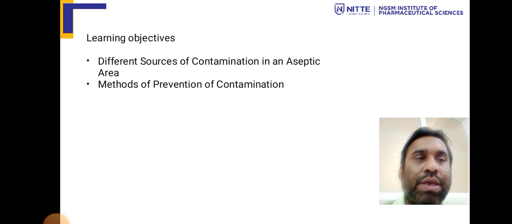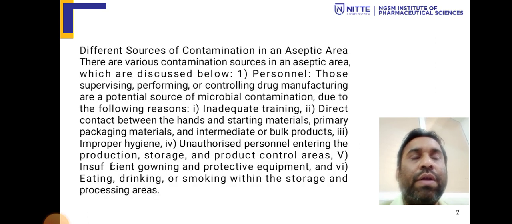So, what are the learning objectives of today's class? We will learn what contamination is, what are the different sources of contamination, and how it occurs in an aseptic area. Then we will learn the methods to prevent contamination in an aseptic area. So, the different sources of contamination in an aseptic area: the various contamination sources in the aseptic area are discussed below.